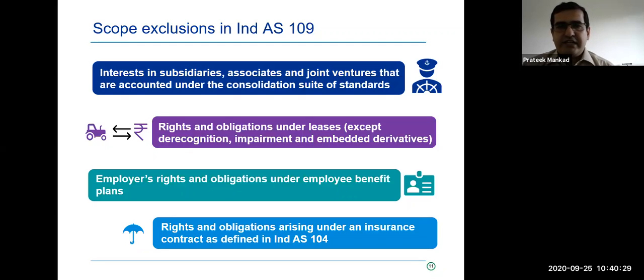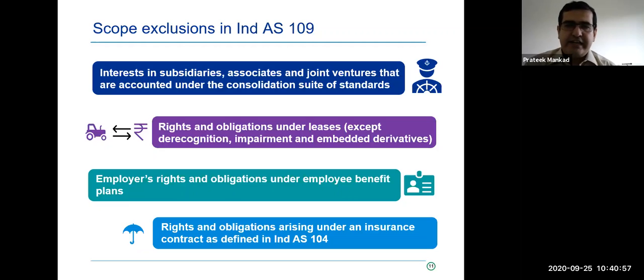Rights and obligations under leases. Right now, Ind AS 116 deals with the accounting of a lease liability, a lease receivable, creation of an ROU. It gives guidance about at what rate it is to be created, in how much amount it is to be created. All of that is within Ind AS 116. So, rights and obligations under leases, they are out of the scope of Ind AS 109.